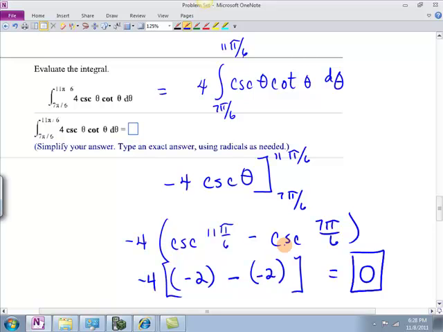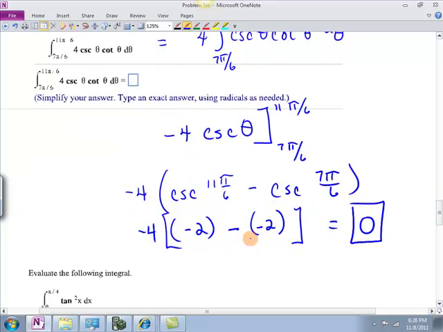It's that minus negative cosecant, and the answer is negative 10. Well, you've got the cosecant of this, and the cosecant of this is negative 2, minus the cosecant of this, which is also negative 2. So negative 2 plus 2 is 0, times that is 0.